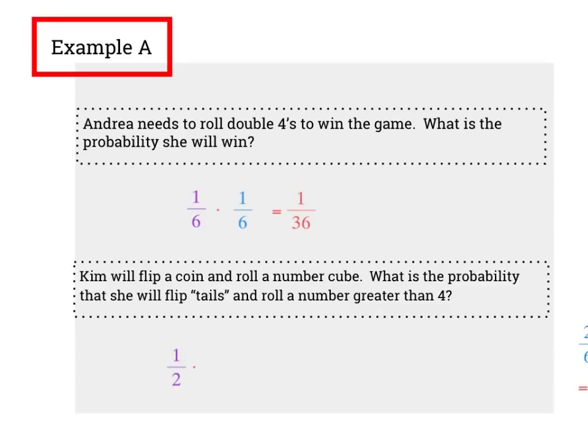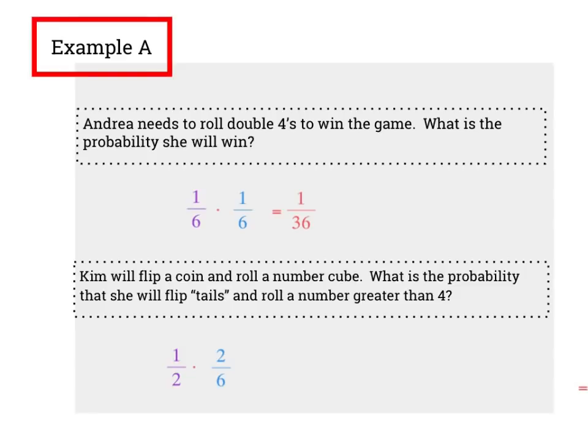Well, 1's not, 2's not, 3 is not. 4 is not greater than 4. It is exactly 4, so that won't work. Only 5 and 6 are greater than 4. So that's 2 out of 6. 2 out of the 6 are greater than 4, so those are what we call favorable outcomes. 2 favorable outcomes out of the total outcomes.